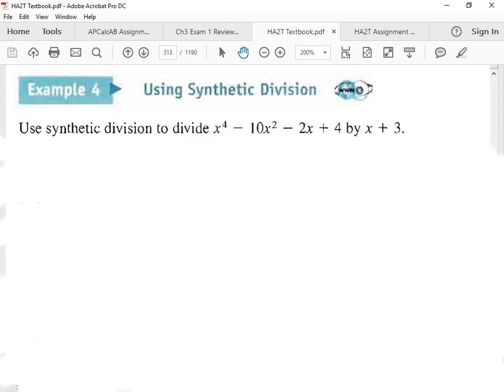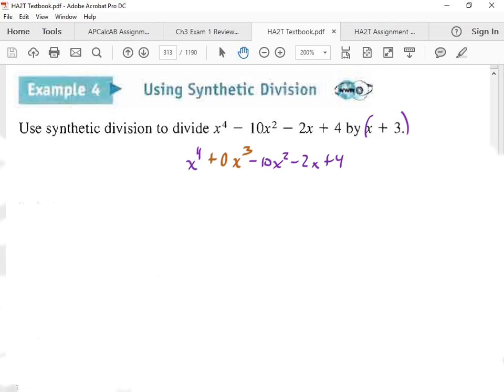Okay, so I'm going to put x to the fourth, and then I'm going to add in plus 0x to the third power. I got to put that term in there. We got to have every single term in order to do synthetic division. Then we have minus 10x squared minus 2x plus 4. And then we're dividing by this.